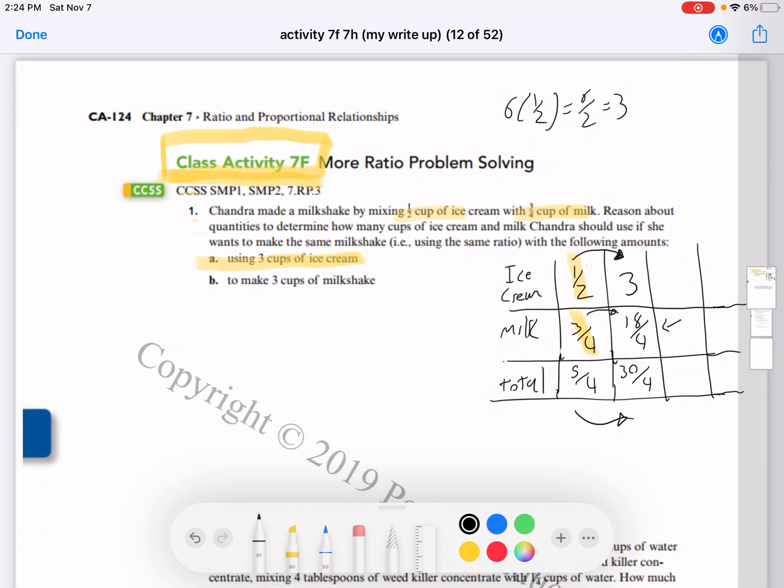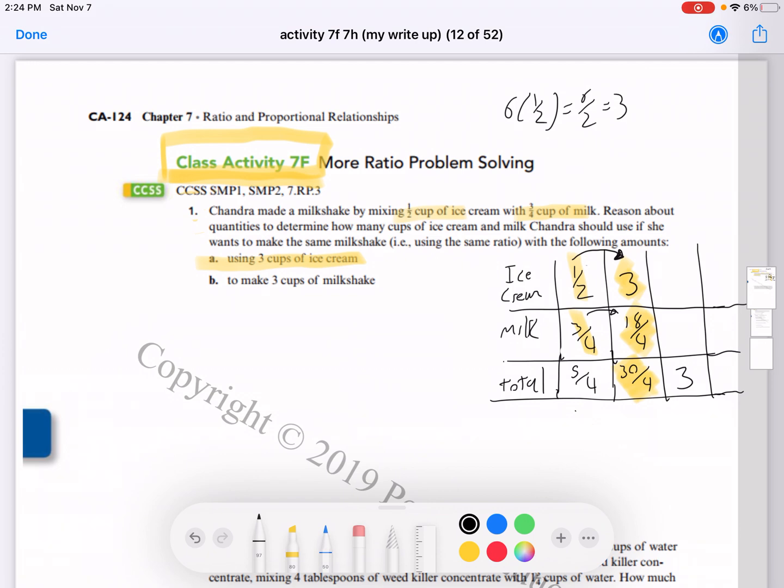Now, clearly these fractions I could reduce and simplify, but that is not the point of this video. Simplifying fractions is something else. So I could take this much ice cream, mix it with this much milk, and I'd have this much total milkshake, and it would taste the same. But something that's common is to also limit the total amount. Like, what if I just wanted 3 cups total milkshake?